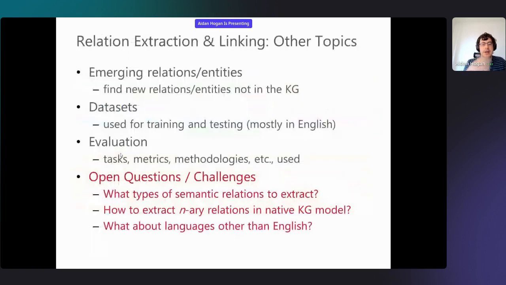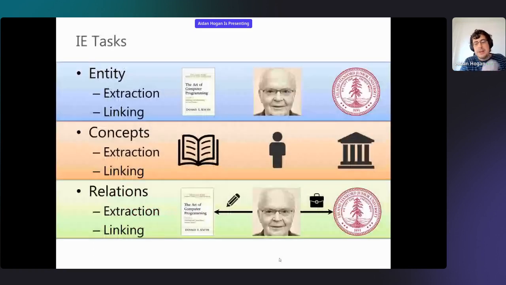So in terms of open questions and challenges, also to mention there's discussion in the paper about emerging relations or entities that are not in the KG. Some open questions and challenges: what types of relations should we extract? How do we extract n-ary relations in the native KG model, in the vocabulary used, and again, in the multilingual setting? There's a lot of work in English, but not so much in other settings.